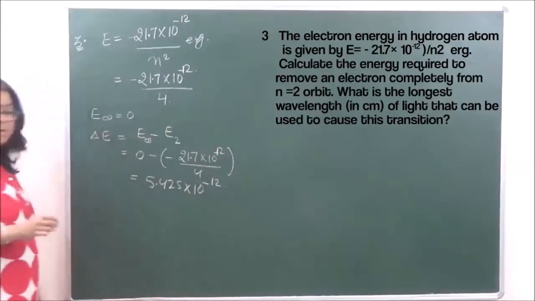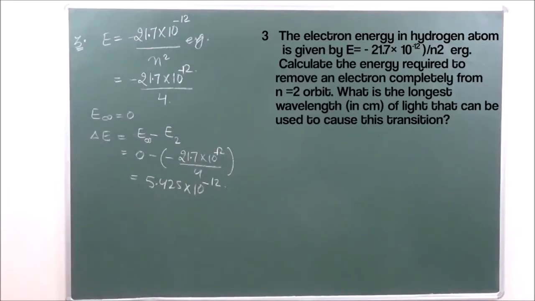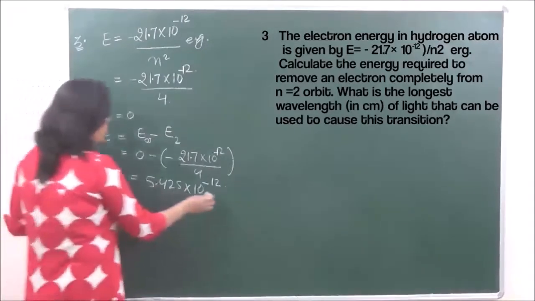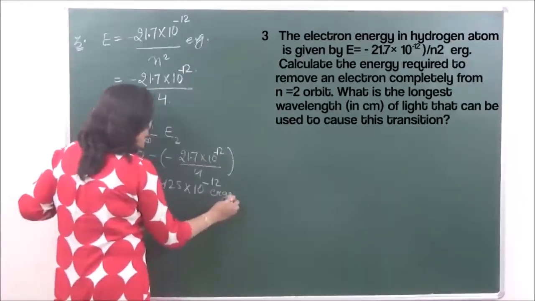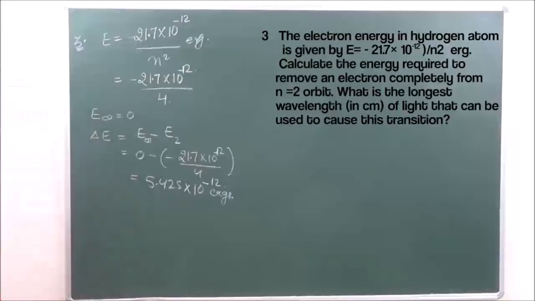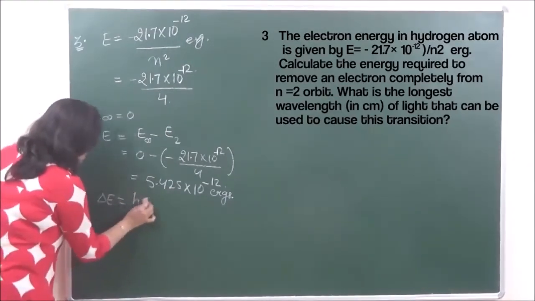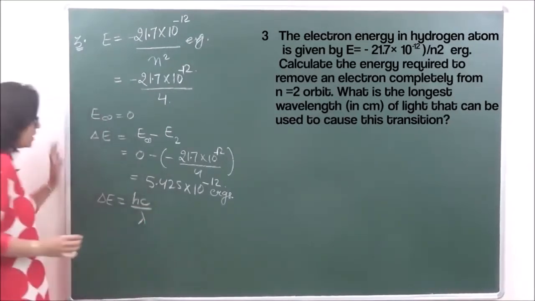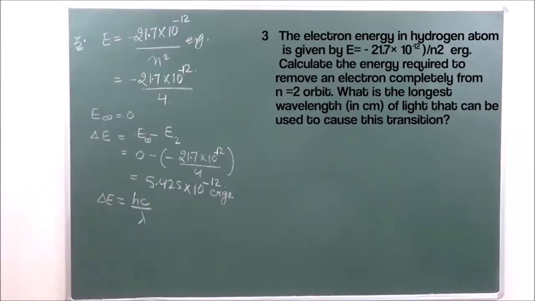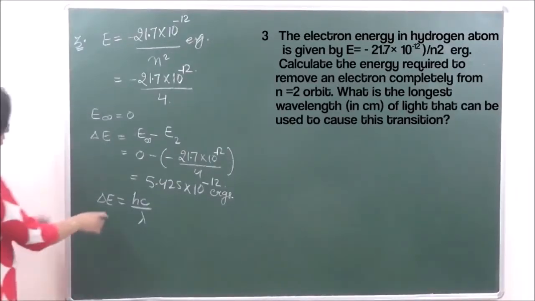into 10 raised to power minus 12 ergs, because in the question also it is given to us in ergs. So over here also we will put the same unit. Now delta E that is given to us over here, we know that delta E is equal to hc upon lambda. So lambda would be equal to what now?